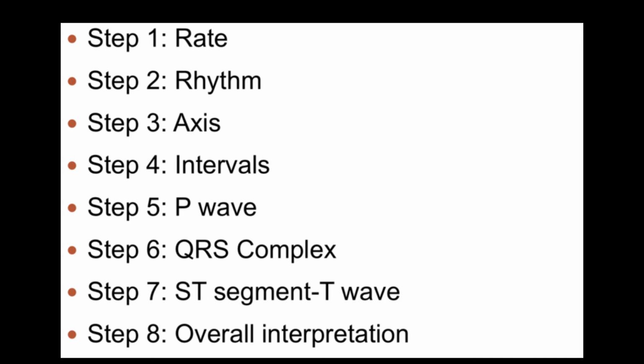Step 1 is reading the rate. Step 2, identifying the rhythm. Step 3, identifying the axis. Step 4, evaluating the intervals. Step 5, evaluate the P wave. Step 6, reading the QRS complex. Step 7, evaluating the ST segment and T wave. And then step 8 is putting it all together with an overall interpretation.